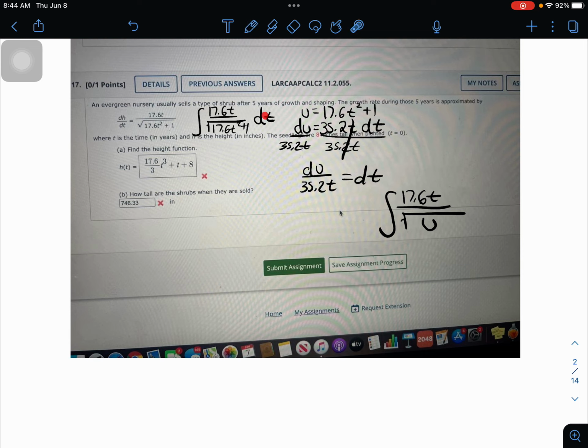And then I have this dt. Well, dt was this, which is in terms of du. So I'm going to replace this dt with what it's equal to. du divided by 35.2t.